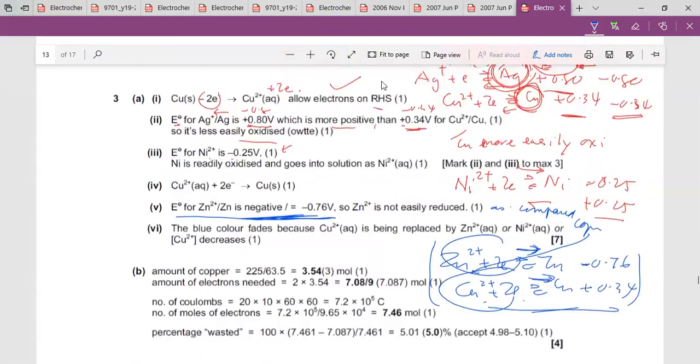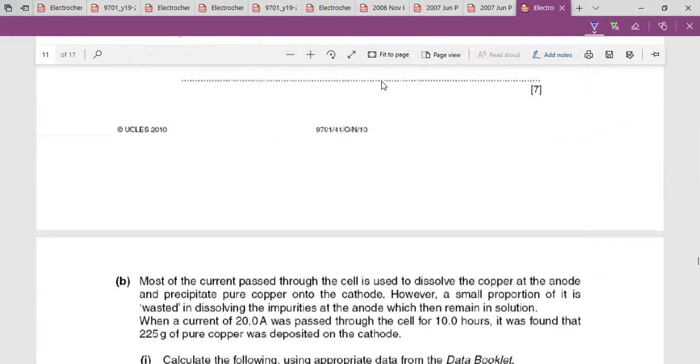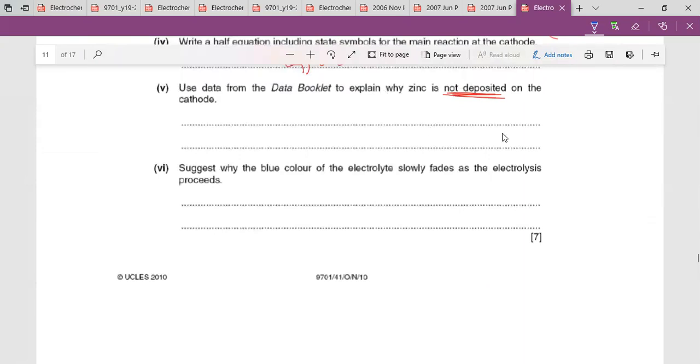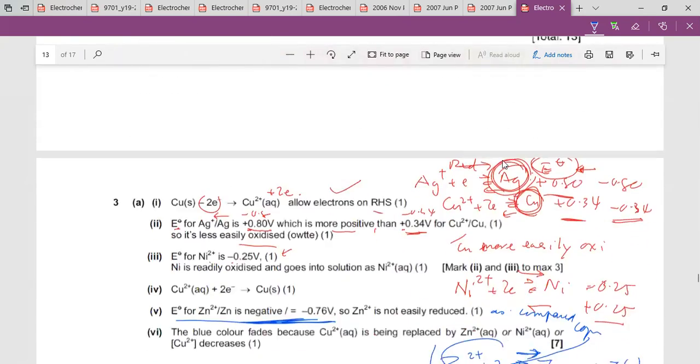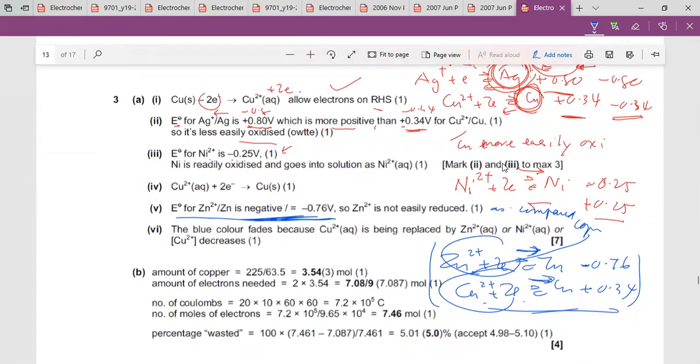Now, last question, then we'll call it a day. I didn't know it took so long. Suggest why the blue color fades during electrolysis. Because copper is being replaced by zinc or nickel. So the Cu2+ concentration will decrease. Obviously, isn't it? The Cu2+ will decrease.